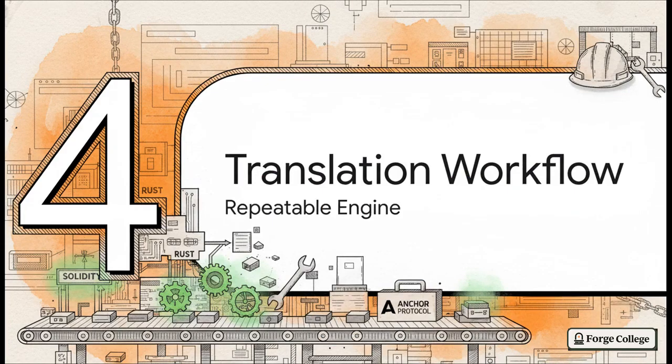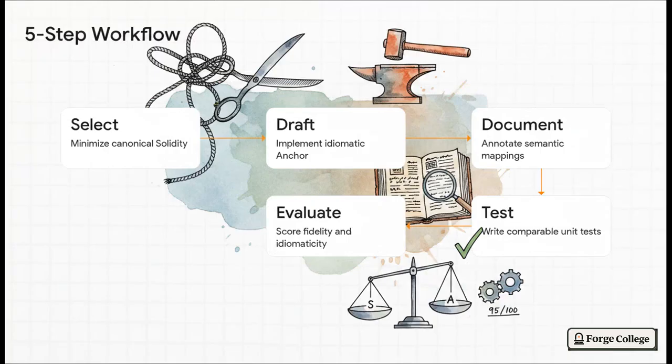Next up is Section 4, the translation workflow. Let's build a repeatable engine. Here is our 5-step assembly line. Step 1, always start by stripping the Solidity code down to its absolute bare minimum semantics. Remove all the fluff. Step 2, draft the native Anchor equivalent. Step 3, document the mappings and any weird quirks you found. Step 4, write tests to prove both versions behave identically. And finally, Step 5, evaluate and score the result. Sticking to this engine guarantees consistency across your entire capstone project.